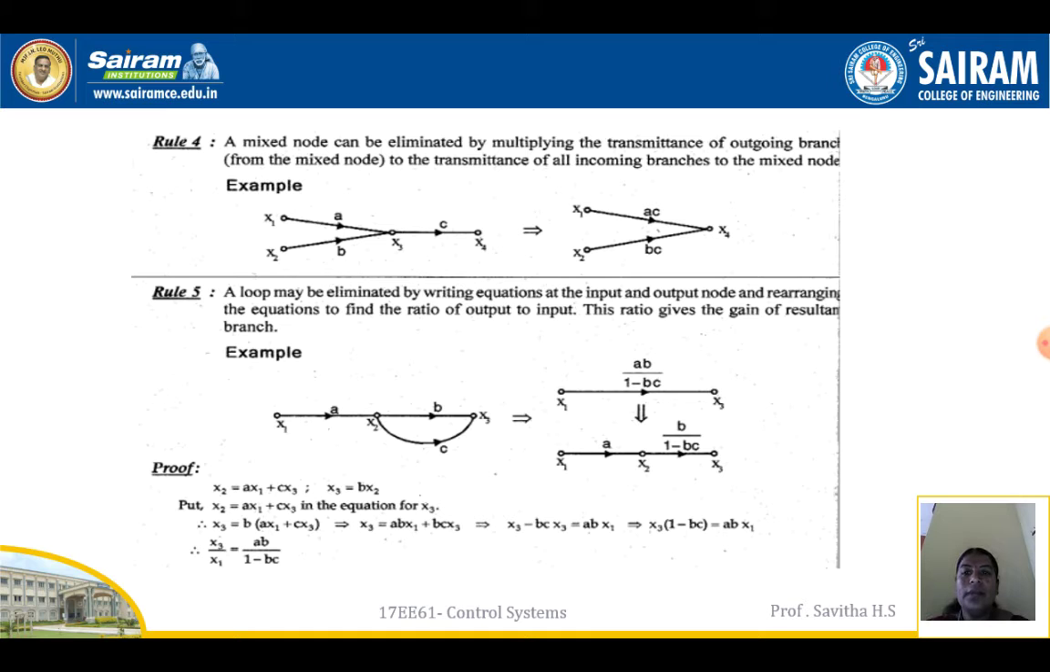Rule 5. A loop may be eliminated by writing the equation at the input and output node and rearranging the equation to find the ratio of the output to input. The ratio gives the gain of the resultant branch. Therefore, x1 to x3, AB in series, divided by 1 minus BC. Therefore, x1, A, x2 and B divided by 1 minus BC.